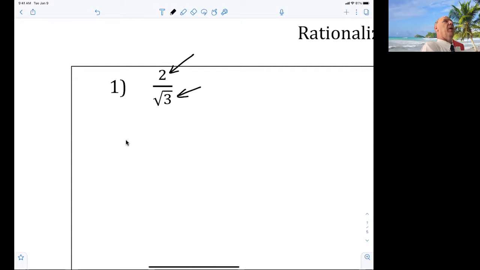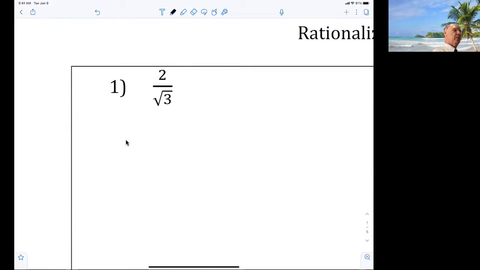All right. But the mathematicians got together and decided that you're not allowed to have an irrational number in the denominator. So again, it's really, really simple. For whatever reason, they decided you're not allowed to have an irrational number in the denominator. So you have to eliminate that. Now it's okay to have an irrational number in the numerator, it's just not in the denominator.